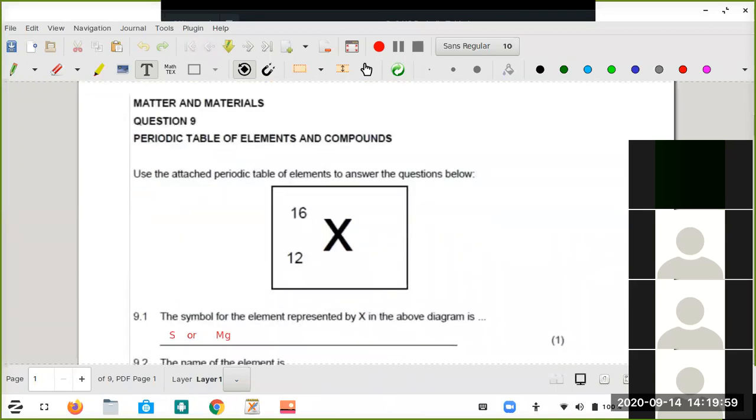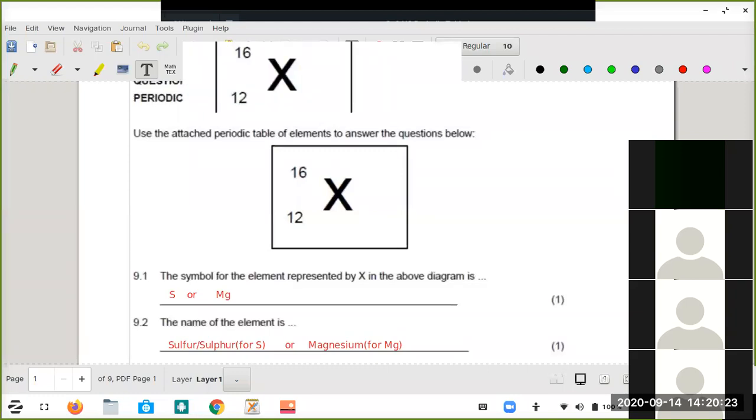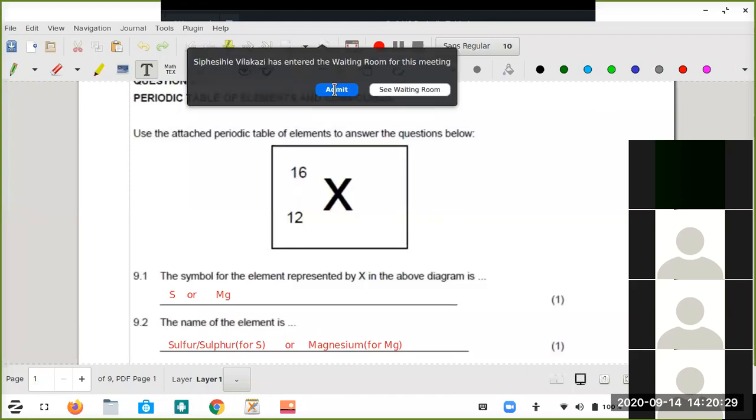Now, we are still dealing with the periodic table. In this case, it says here, use the attached periodic table of elements to answer the questions below. I did not attach the periodic table, right? But in an exam, like I said earlier, in an exam or in the test, a periodic table will be attached, right? So you must make sure that you make use of that attached periodic table, right?